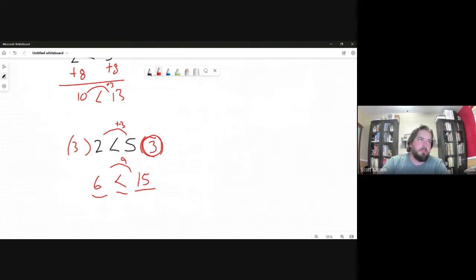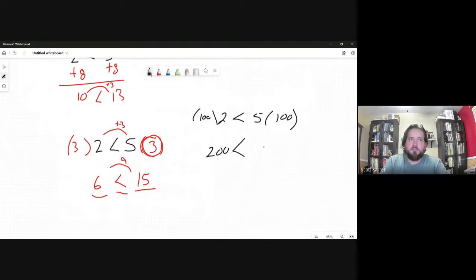But if I take that same inequality, 2 is less than 5, and I multiply it, and it doesn't matter how big these numbers get, if I multiply it by 100, that inequality is still going to stand. It's still going to be a less than, because 2 times 100 is 200, and 5 times 100 is 500. The left side is still less than the right-hand side. So as long as I'm multiplying by a positive number, I don't have any problems.